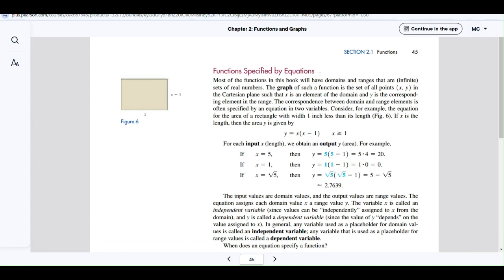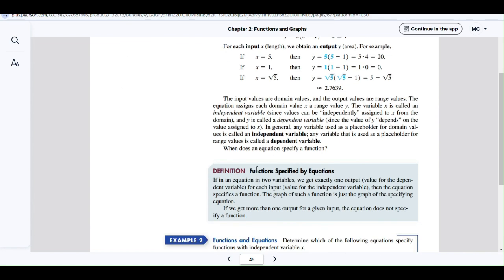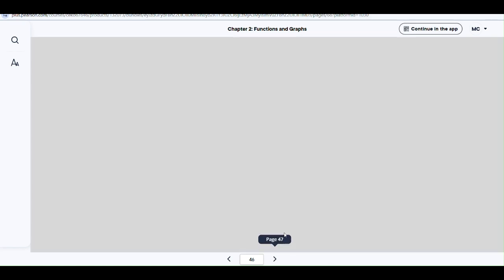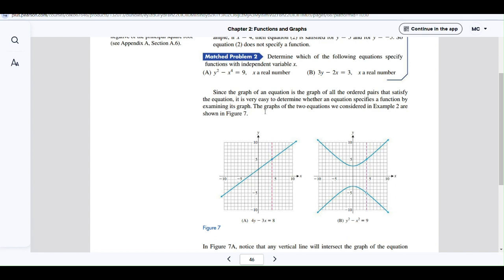Functions specified by equations. When we multiply, find the area. If an equation has two variables, we get exactly one output, the value for the dependent variable, for each input. Moving on. Functions and equations, matched problems.